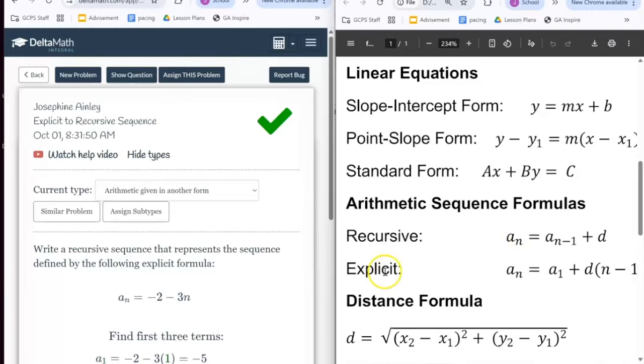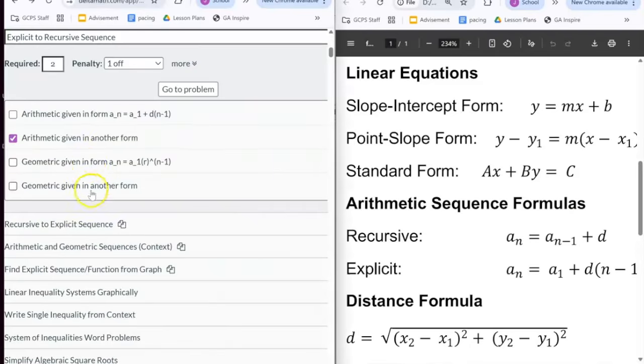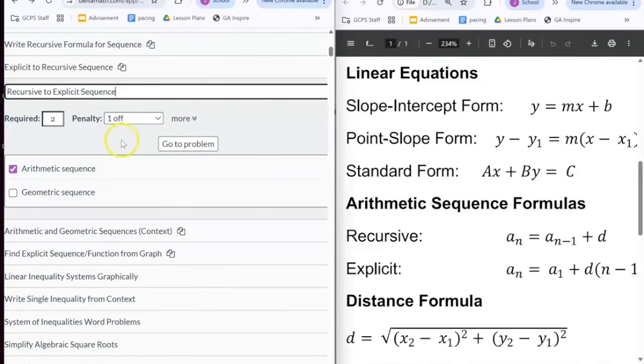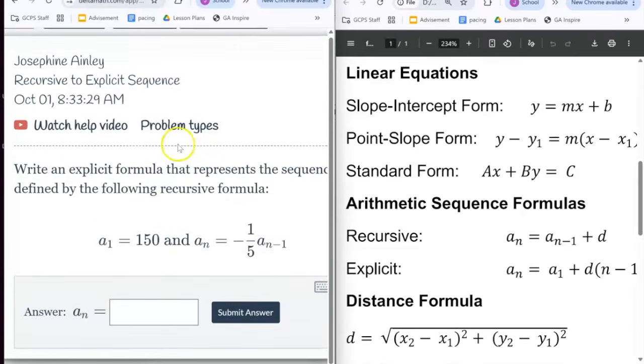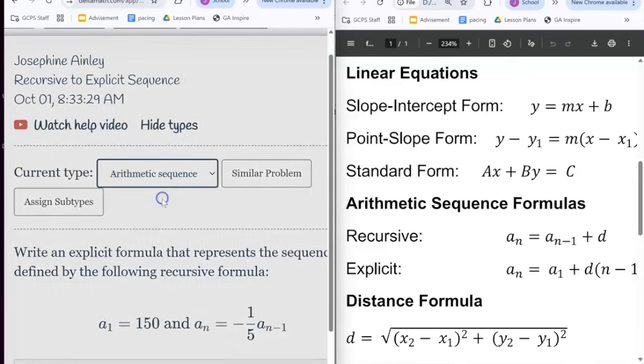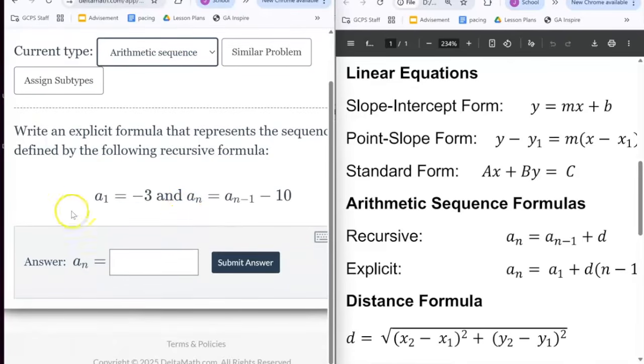Now we're going to do explicit. So you could be given this one or recursive, and now you have to make it into explicit. It's just going through the different forms. So this is 2 explicit. All right, so you're told that the first term is this, and this is the recursive. How do I know this is recursive? Because I see the previous term and then plus d, which means this is the common difference. So the previous term plus the common difference.